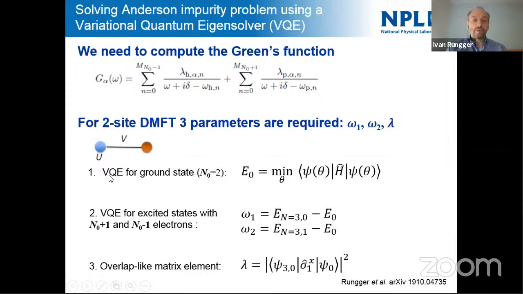And what you do then, you do VQE for the ground state. So the energy is the minimization over some parameters theta of your ansatz for the wave function of the energy, which is a standard VQE essentially. We have a given Hamiltonian. Once we have this, the second step is we need a few excited states, in this case two. In this case, it's a 3-electron ground state, so E_N=3,0, the ground state of 3 electrons. And the difference in energy with the ground state gives you the first eigenfrequency, and the first excited state at 3 electrons gives you the second eigenfrequency.